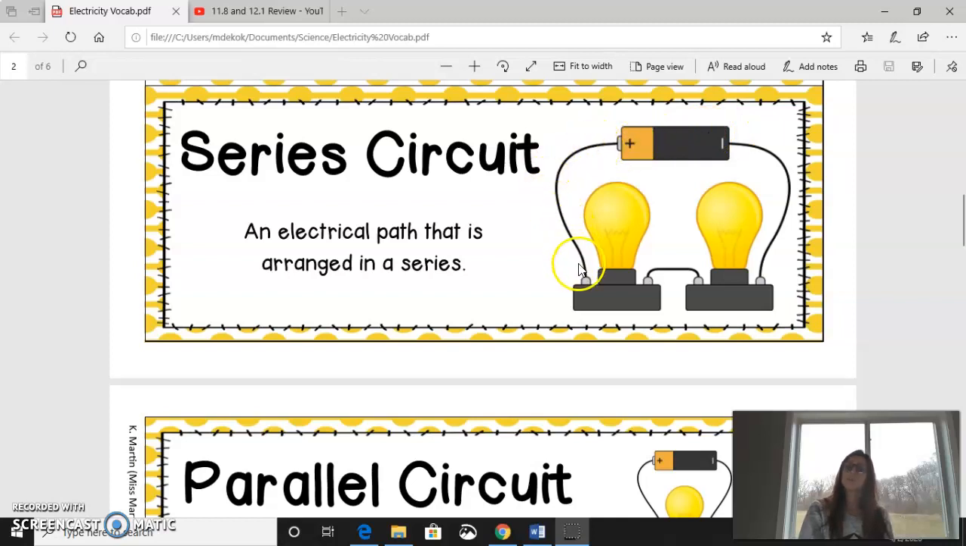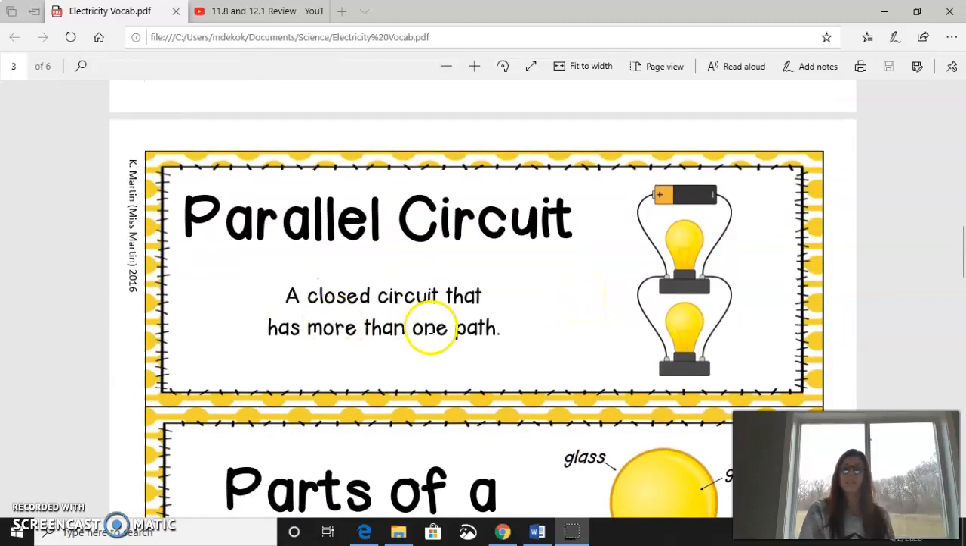Also, with this circuit, this little cord here is covered by an insulator, which is that black rubber. And inside of that insulator, or that black rubber, is going to be your wire, which is your conductor. It conducts that electricity and lets it flow through. Okay, so the outside again is an insulator. The inside is the conductor, the wire.